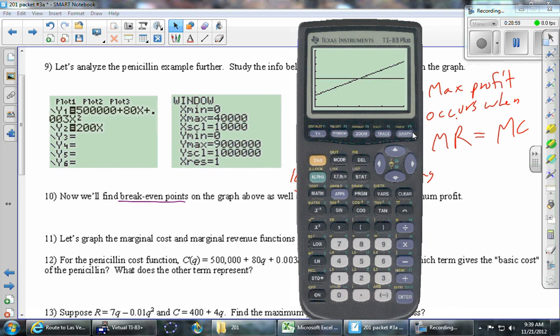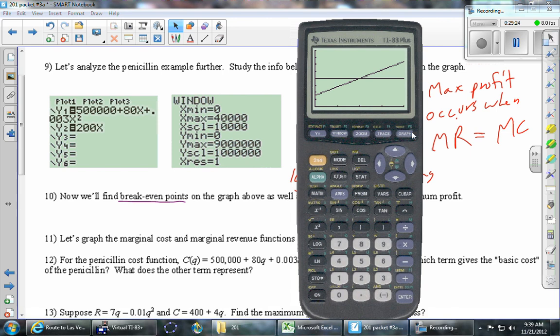Okay, the first one, the diagonal one, is the marginal cost. And you can see what's happening to the marginal cost as you go to the right. It's getting bigger. The cost of producing more is costing you more. Each one that you make is costing a little more than the one you made before. But the revenue is that horizontal line. How come? Because the revenue was fixed at 200 every time you sell one. Doesn't matter how many you sell.